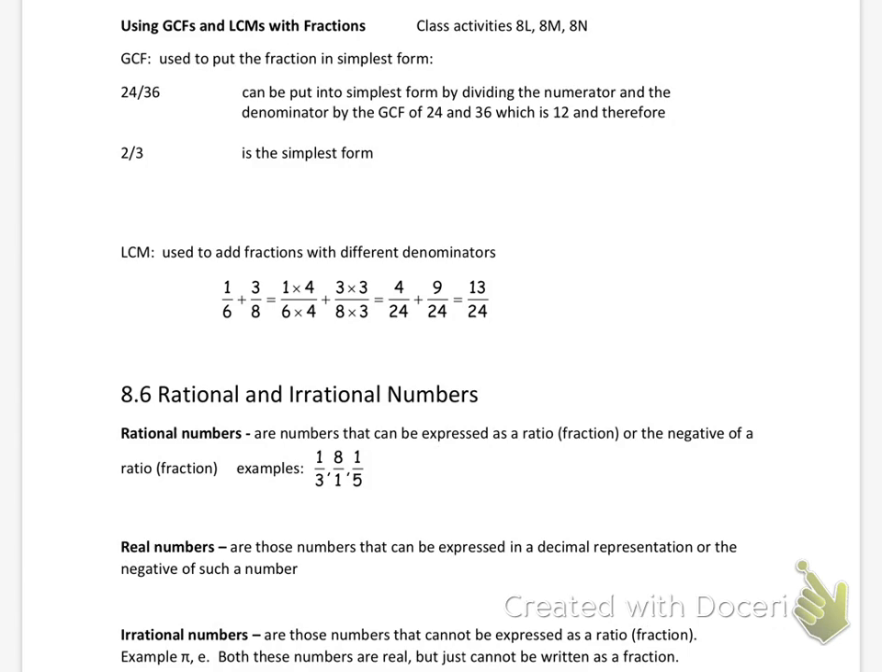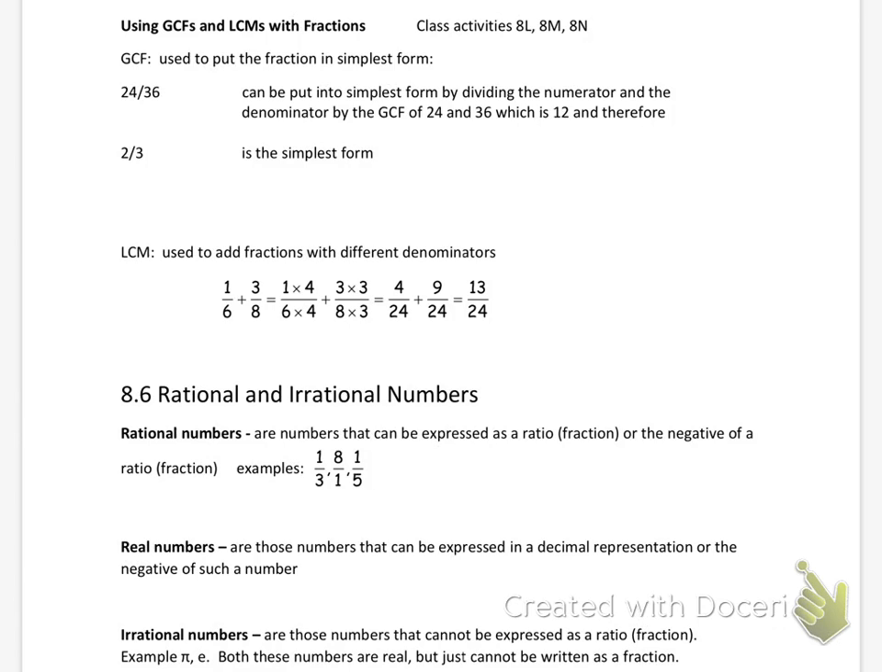Okay, LCM, on the other hand, is used to add fractions with different denominators. So let's say, for example, you had 1/6 plus 3/8. The LCM of 6 and 8 is 24. So if you convert 1/6 into 24ths by multiplying by the number 4 over 4, which is equivalent to 1, and then you convert 3/8 into 24ths by multiplying by the number 3 over 3, which is equivalent to 1, you will end up with a sum of 13 over 24.